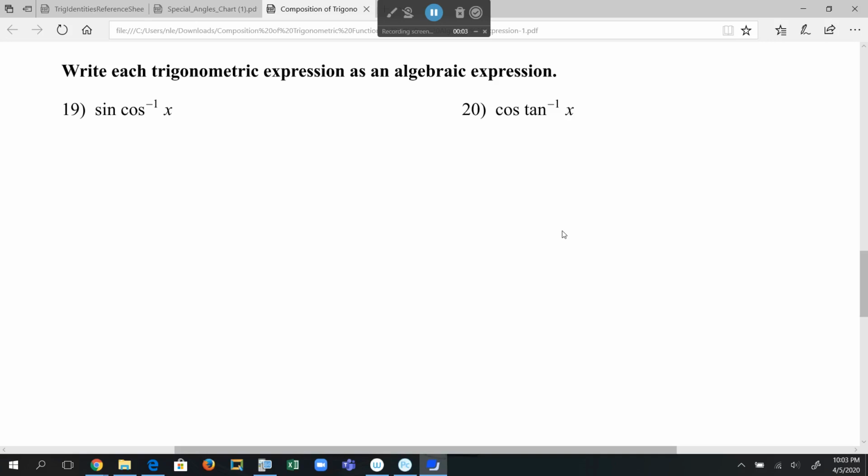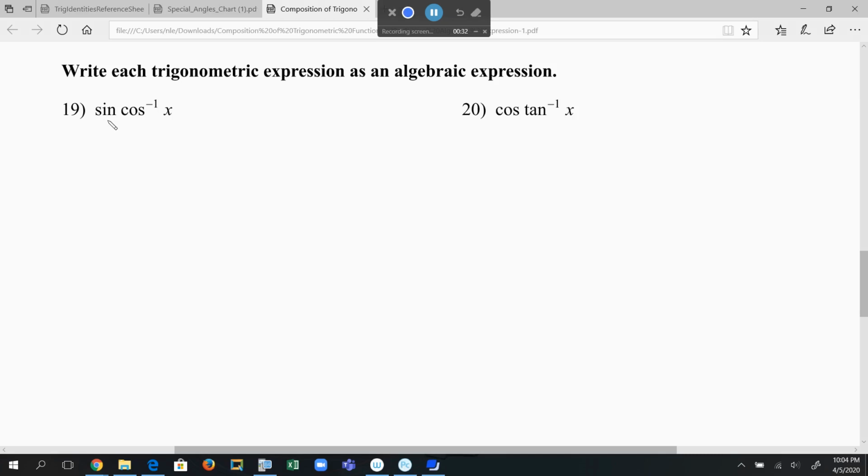Hello, in this video we are going to continue to learn how to find the composition of trig functions, except that now our input is a variable. So let's begin with example number 19.